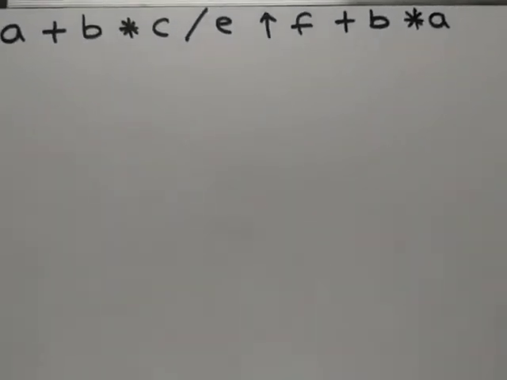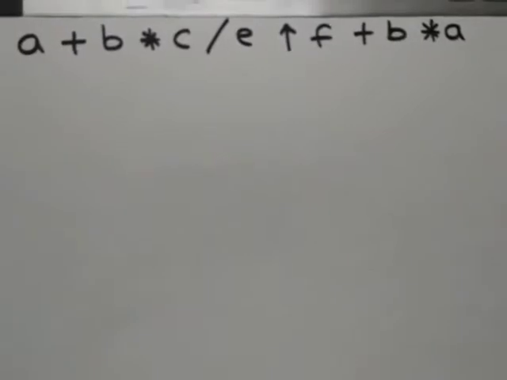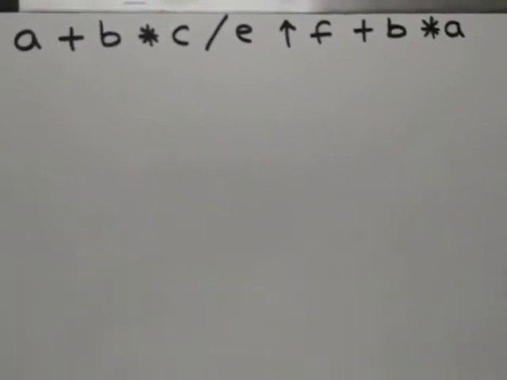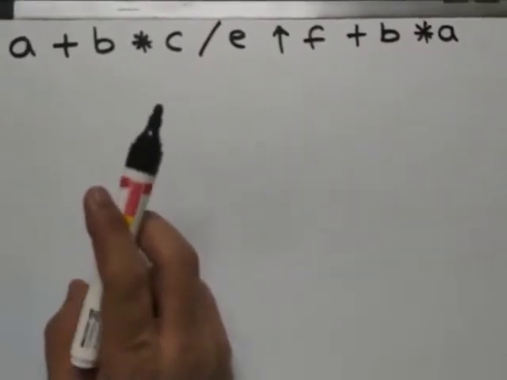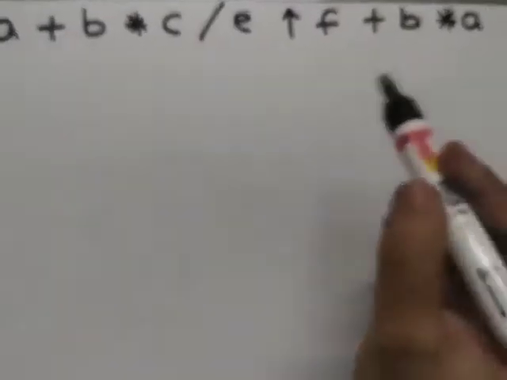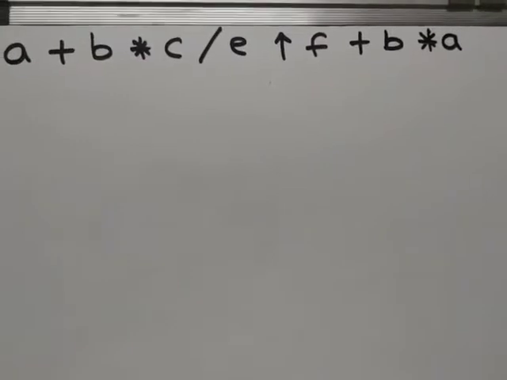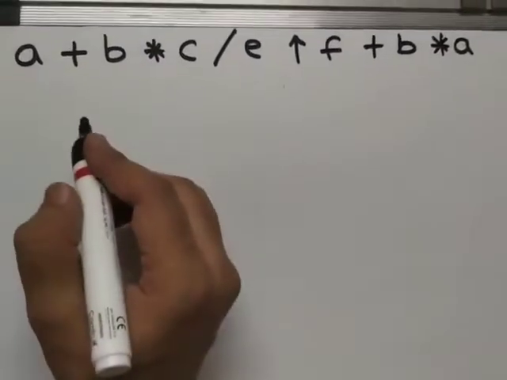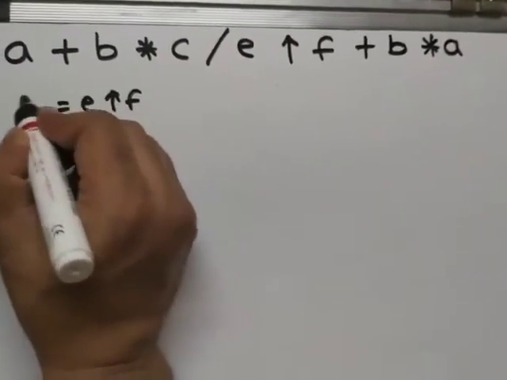Now let us understand how we can have the expression and convert that expression into 3 address code and represent that 3 address code into the quadruple, triple and indirect triple form. So let us take this example. In this example, again just observe the operators present and see what precedence they have. Among all these operators, the raise to or the power operator has the highest precedence. So we will be evaluating that first. So I am just creating the temporary variables for it. So e raised to f will be stored in t1.